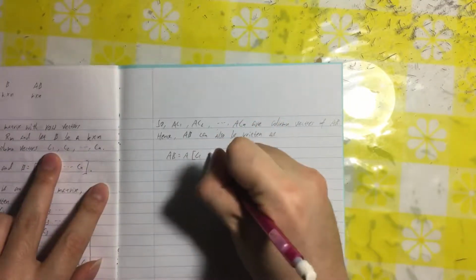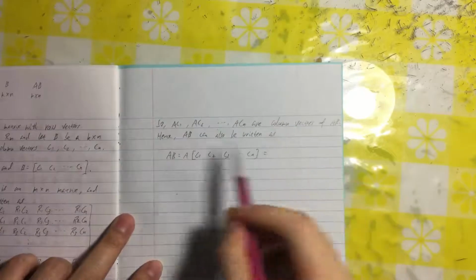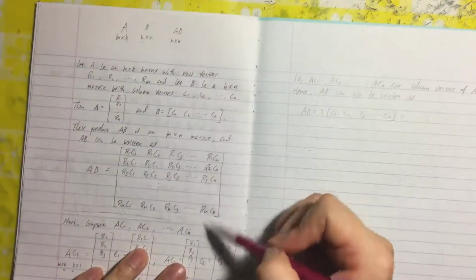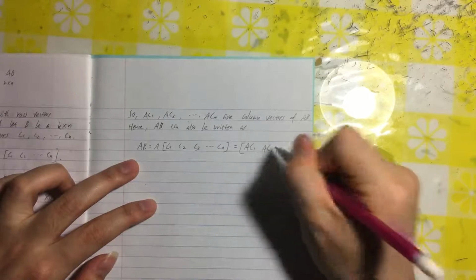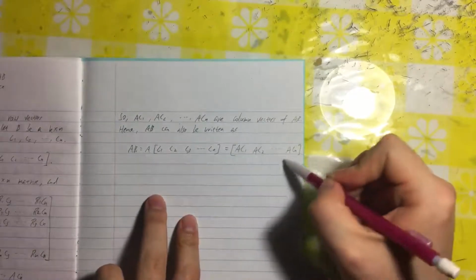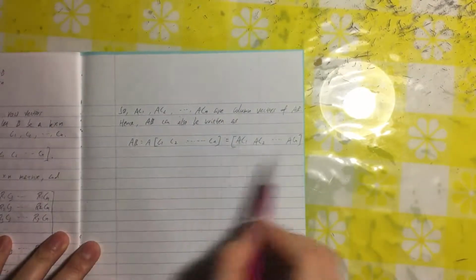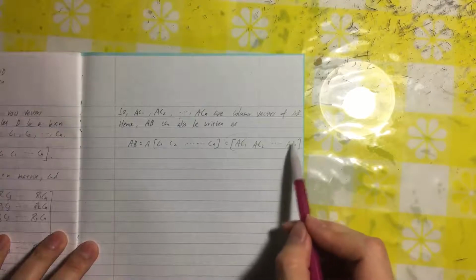B has columns C1, C2, C3, up to Cn. If we multiply, we see that AC1, AC2, ACn are column vectors in AB. So this can be written as A times C1, A times C2, A times Cn, since they are column vectors in AB. So that's another way to write AB. AC1, AC2, ACn represent the first column in AB, the second column in AB, and the nth column in AB.